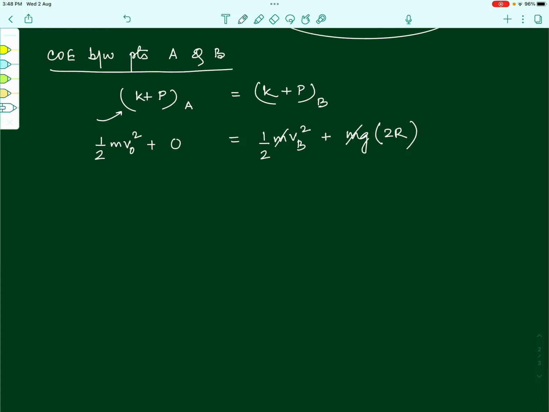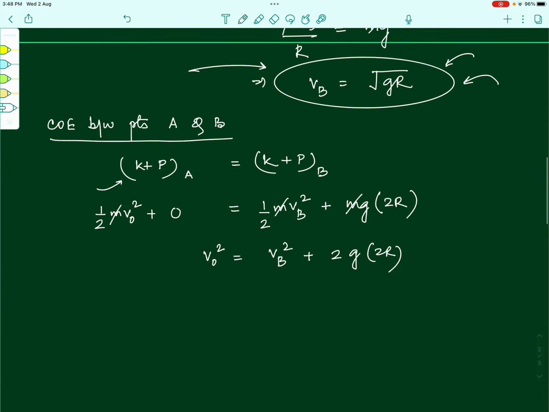We can solve this now. See that m cancels out and we get, after taking 1 by 2 common everywhere, v naught squared is equal to vb squared plus 2 times g into 2r. Substitute the value of vb now. So, we get v naught squared is equal to vb squared, which will be gr, plus 2g into 2r, that is 4gr. So, this gives us 5gr as v naught squared, and so v naught is root of 5gr.